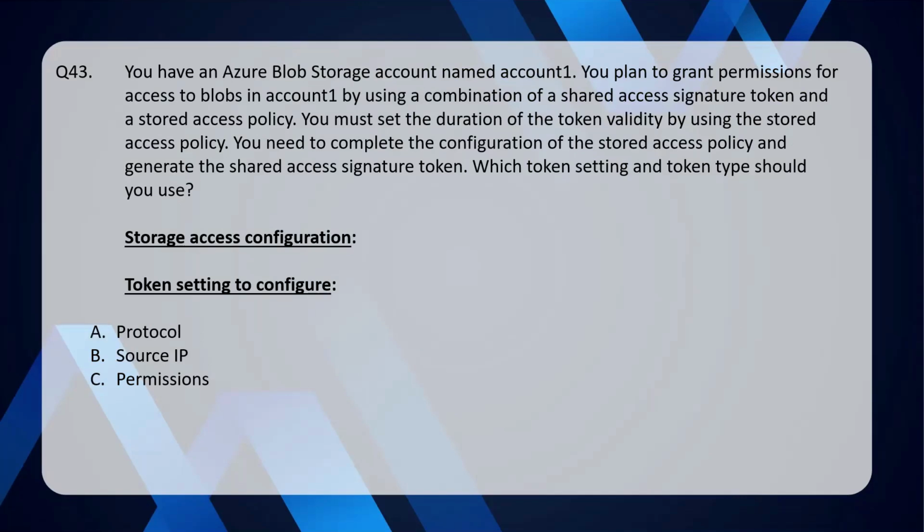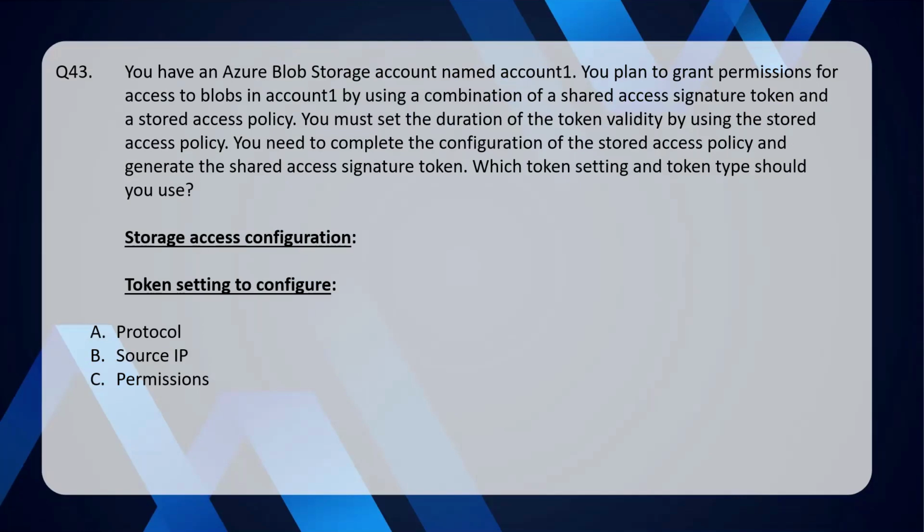You plan to grant permissions for access to blobs in account 1 by using a combination of a shared access signature token and a stored access policy. You must set the duration of the token validity by using the stored access policy. You need to complete the configuration of the stored access policy and generate the shared access signature token. Which token setting and token type should you use?